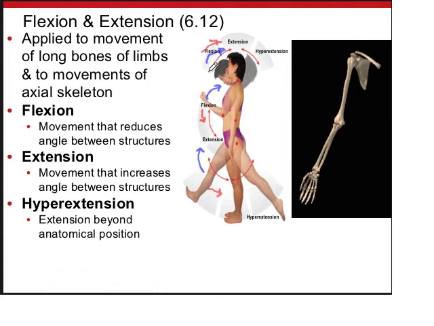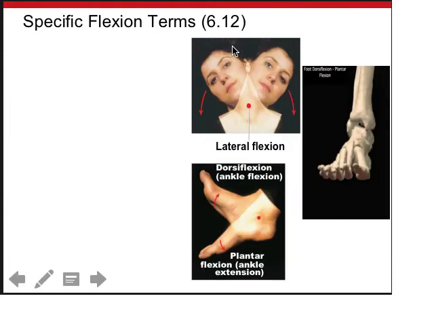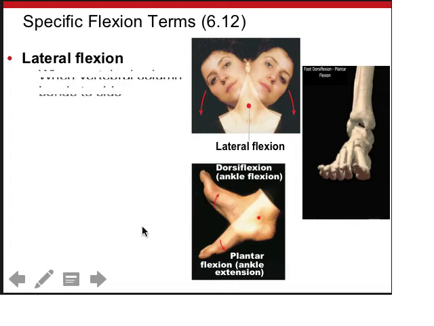So let's fix that. That blue arrow should be flexion, and that's extension. Other terms, lateral flexion would be movement away from midline. You can see two examples of lateral flexion here. This is when the vertebral column bends to one side.